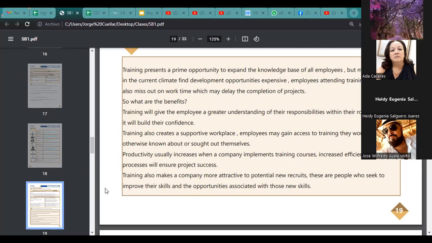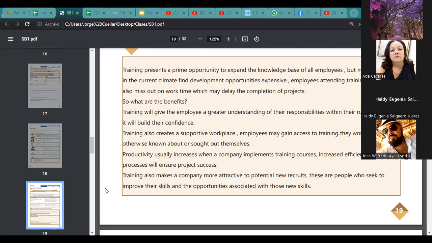And let's check Ada Cáceres. The training presents a prime opportunity to expand the knowledge base of employees, but many employers in the current climate find development opportunity expensive. Employees attending training sessions also miss out on work time, which may delay the completion of projects. Very good. Very fluent. Very nice. Perfect. Heidi.